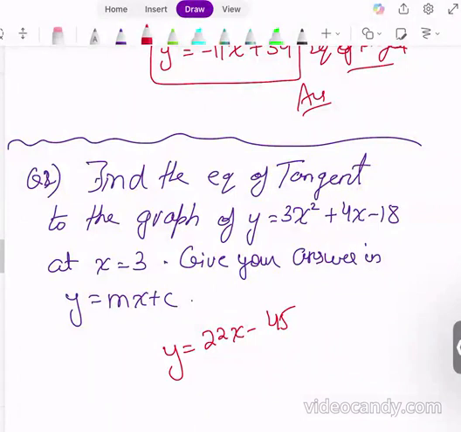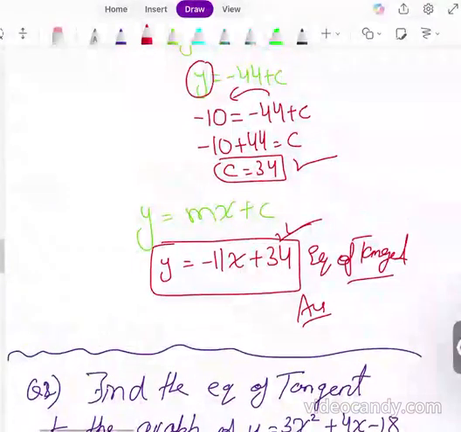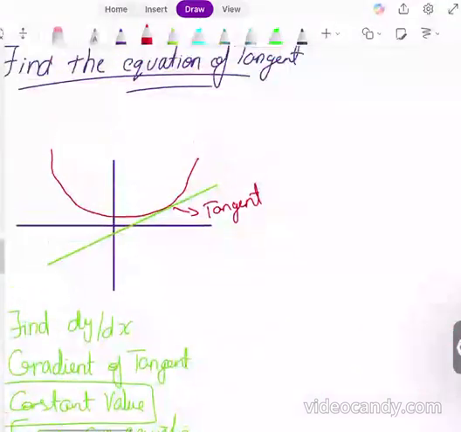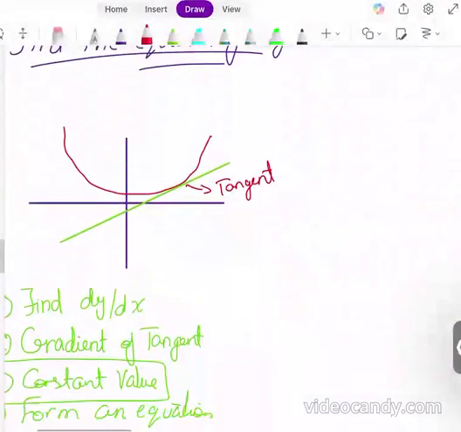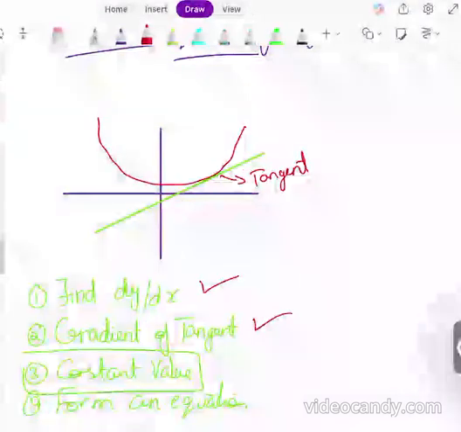Okay. So what we have done so far, I am repeating, so please listen to me carefully. Today is the last topic of differentiation, that is, find the equation of the tangent. Right now we need to understand how to find the equation of the tangent. We have some steps. Find dy upon dx is the first step. Then we find the gradient of the tangent, and then we find the constant value, and then we form the equation. We learned these steps, how to find dy upon dx and how to find the gradient of the tangent.